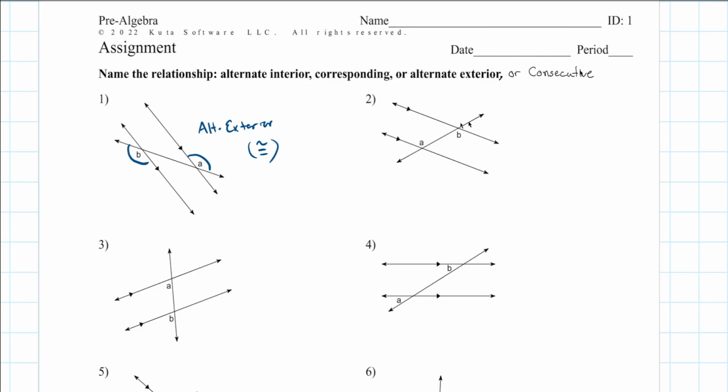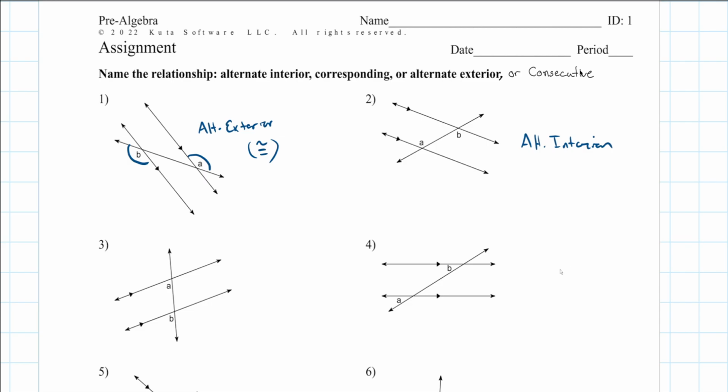All right, let's move on to number two. A and B. Look at these two angles. They're both on the inside of my parallel lines, and they're on opposite sides. Opposite, alternate, inside, interior. This is a textbook case of alternate interior angles. Alternate interior. Trust me. Okay. And are they congruent or supplementary?